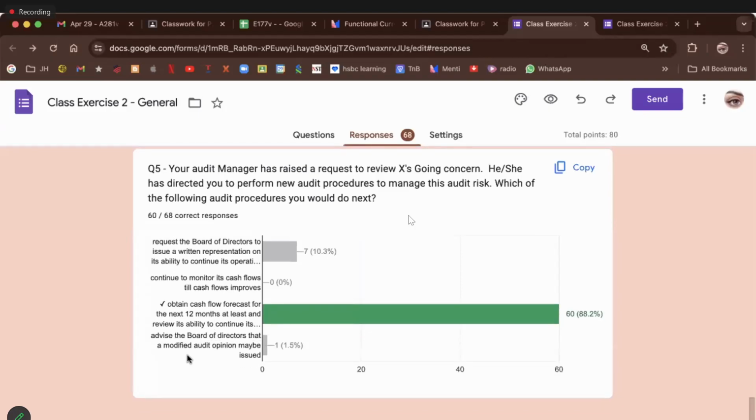Advise the board of directors that a modified opinion may be issued. We are asking for audit procedures, so answer D is not quite appropriate. That leaves us with answer C, which is to obtain the cash flow forecast and then review its ability. So this is just an example of a question to check your understanding. Hopefully you are able to go back and review some of the lecture notes that I've given you.